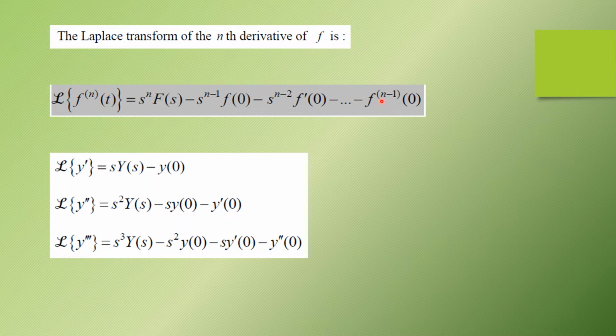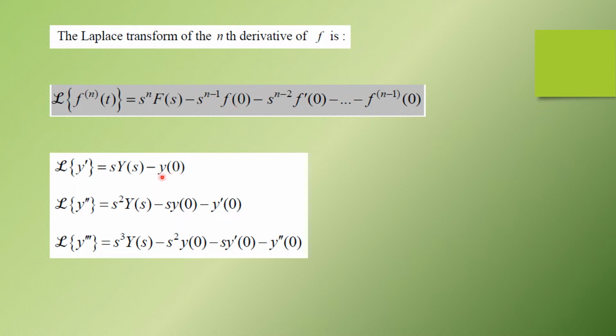So let us now use this formula to find the Laplace transform of y prime, y double prime, and y triple prime. We are going to replace f by the variable y. When we see the Laplace transform of y prime, it means the Laplace transform of y prime of t. So for the Laplace transform of y prime, n equals 1. Just substitute n by 1 into the formula. So s to the power of 1 capital Y(s) will be the first term, minus, for the second term, s to the power of 1 minus 1, s to the power of 0, which is 1, y of 0.